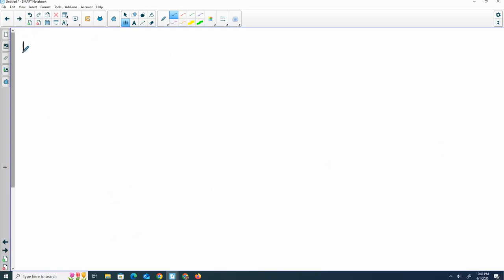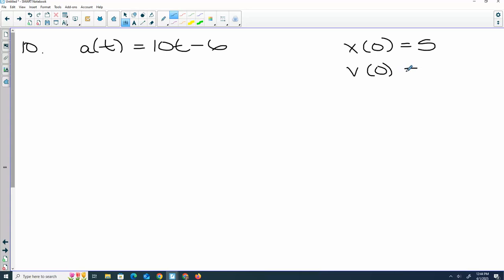Problem 10. Put it into the mix number. So the acceleration is 10t minus 6. I know position at time 0 is 5. Velocity at time 0 is 0. I want to find position. So the antiderivative of acceleration is what? Velocity.